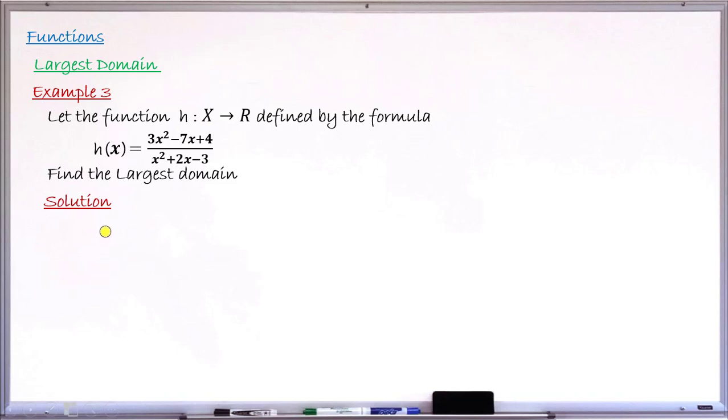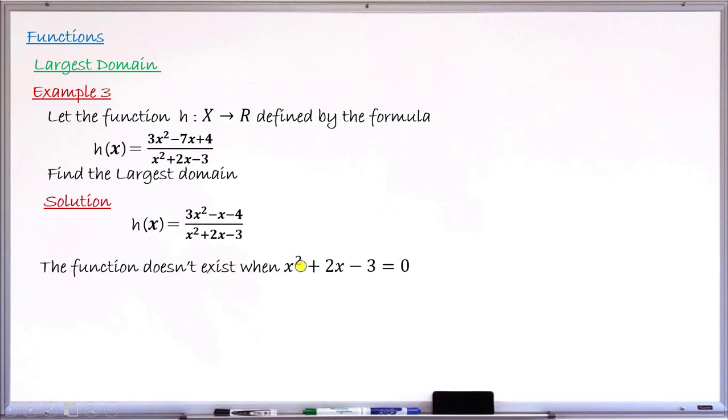So let's just consider the denominator, this quadratic expression, for it to be 0. So if I now take that very denominator, that is x squared plus 2x minus 3 equals 0. If I solve this, whatever value of x that will make this 0, it is those values that are now removed from the set of real numbers. What remains will now be the largest domain.